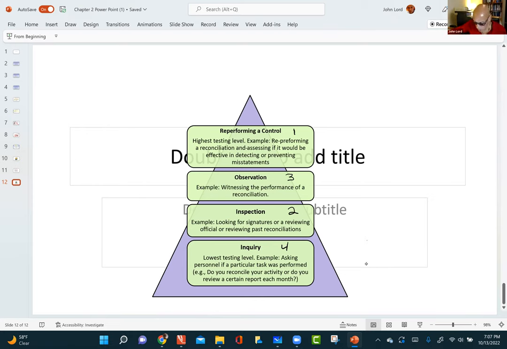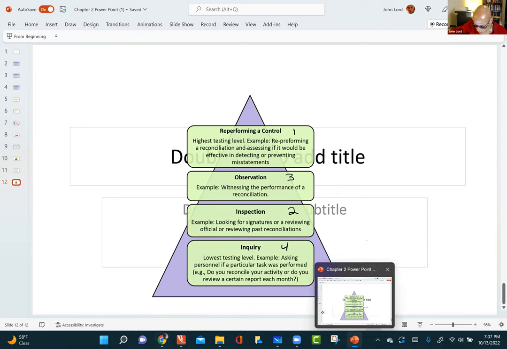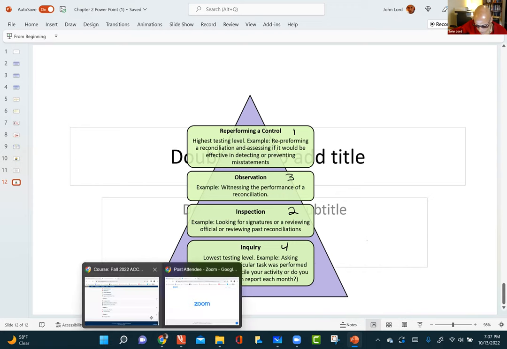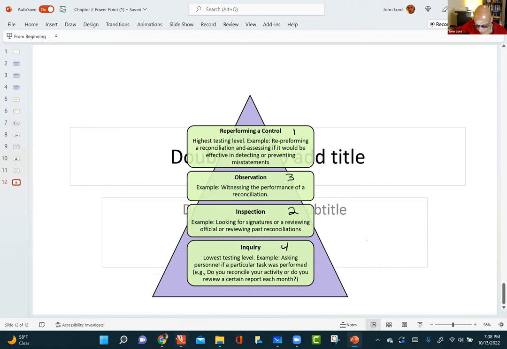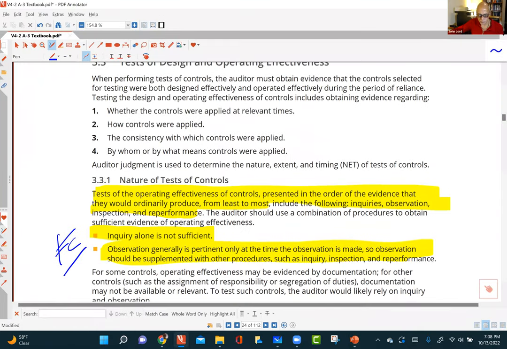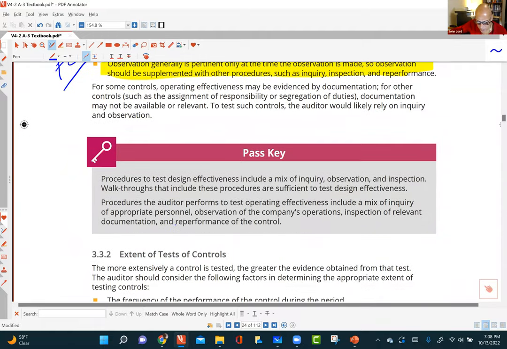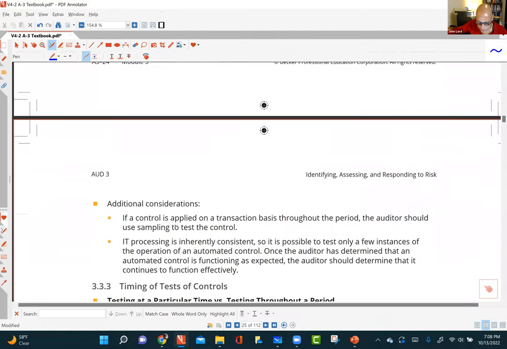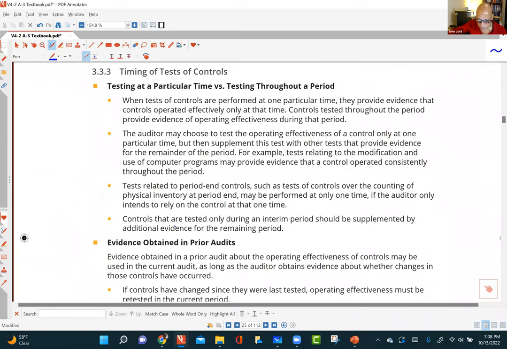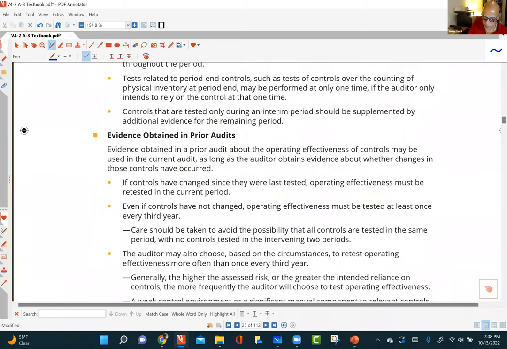Okay, good. Sorry, that could be a little confusing there. So I was saying one thing, and I got something else there, but they're correct in the book. Okay. All right, good. Now let's come down and take a look at evidence obtained in prior audits.